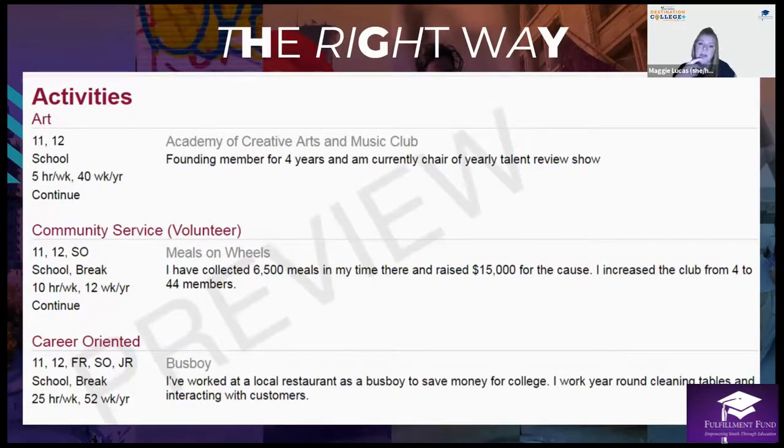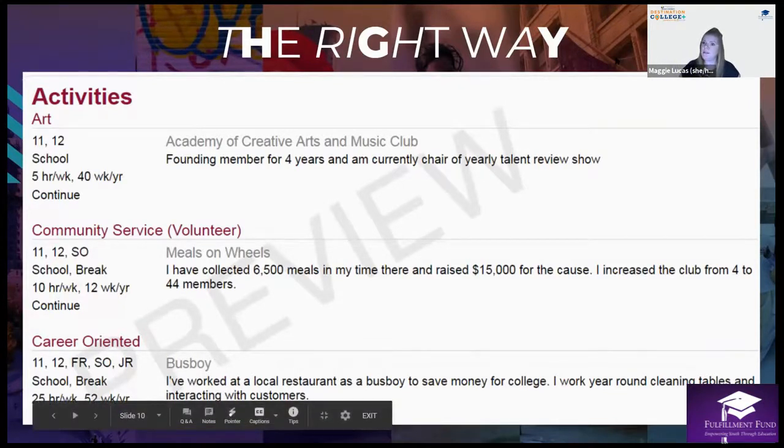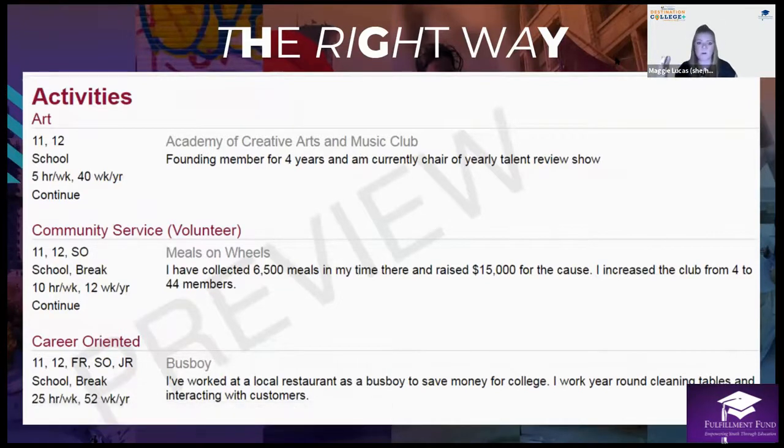Activities: Academy of Creative Arts and Music Club, founding member for 4 years, and I'm currently the chair of a yearly talent show review. All of a sudden, that activity makes sense. I get it. That's really cool. Meals on Wheels, and this is where we get to the data-driven piece. I have collected 6,500 meals in my time there and raised $15,000 for the cause. I increased the club from 4 to 44 members. Pull out some really impressive things and put them on paper. We love to see that. And then busboy. I've worked at a local restaurant as a busboy to save money for college. I work year-round cleaning tables and interacting with customers.